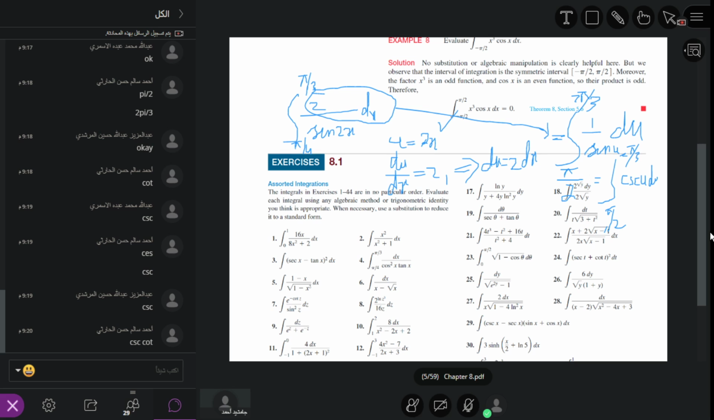Now minus minus plus. Now here, log natural cosec pi by 2 plus cotangent pi by 2. Okay, so this is the answer.